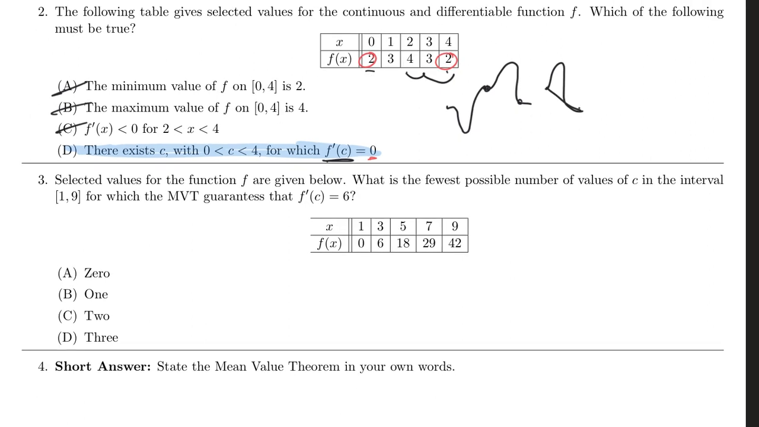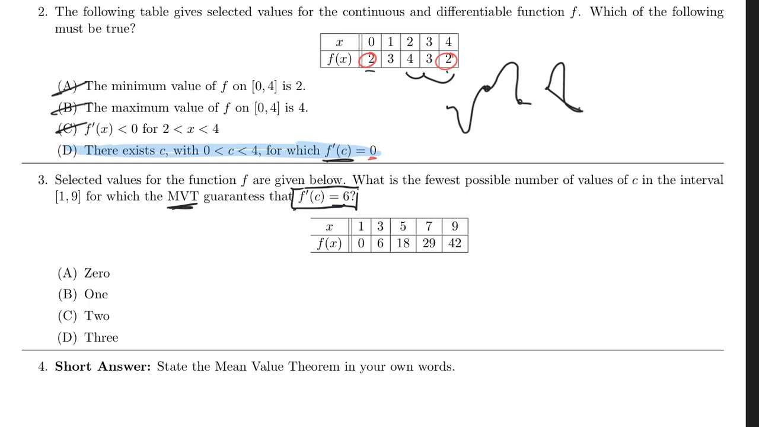All right, for number 3, selected values for the function f are given below. What is the fewest possible number of values of c for which f prime of c equals 6? It says we're using the mean value theorem, so remember, this is the slope of the tangent line. If we find the slope of a secant line that's also 6, that guarantees from the mean value theorem that it has to be true.